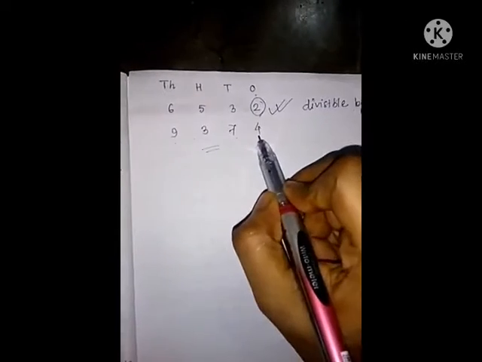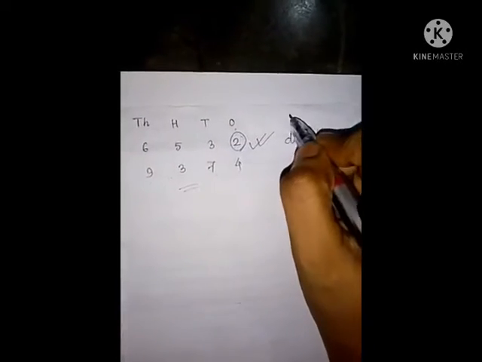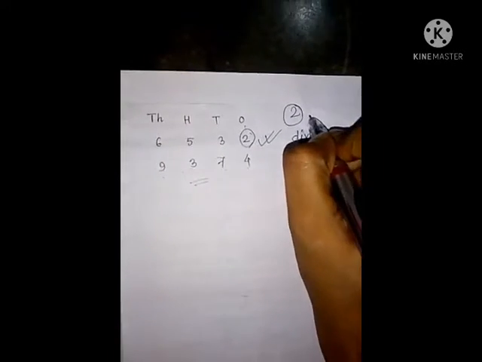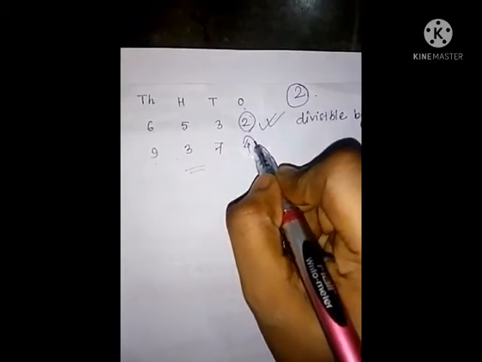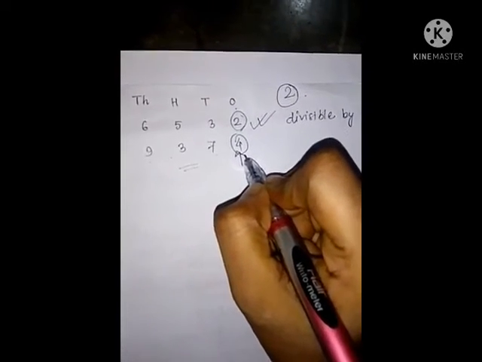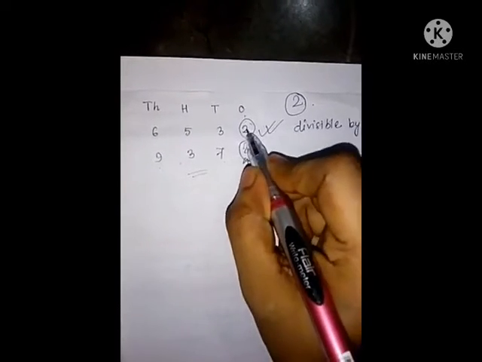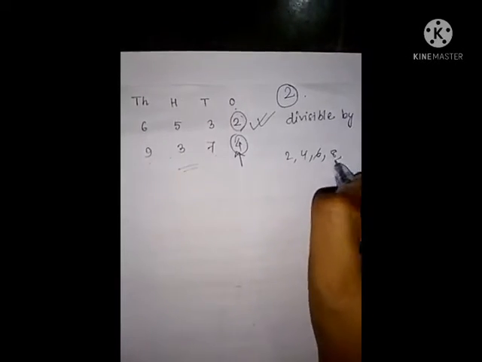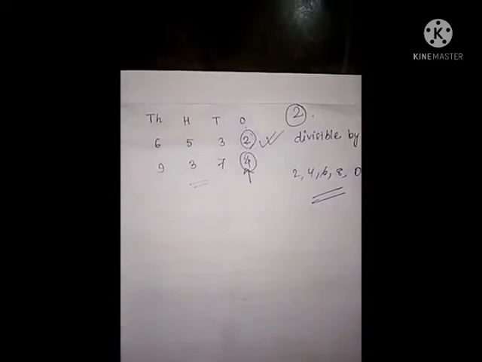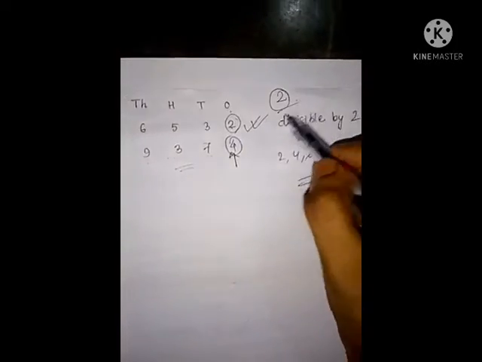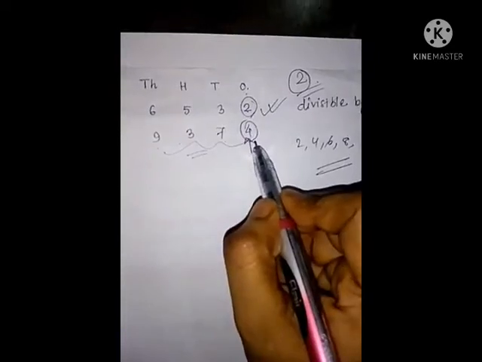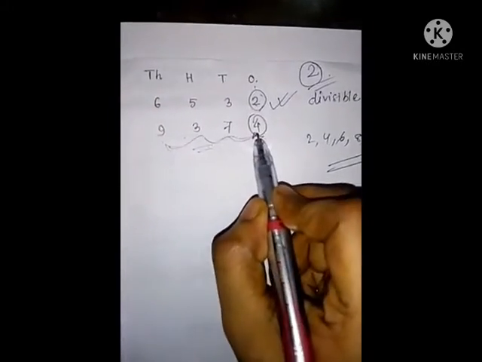See this number, 9,374. For the numbers we have to divide by 2, we only see which digit is present in the ones position. If 2, 4, 6, 8 or 0 is present in the ones position, then we can say that particular number will be divisible by 2. Understand? In this number 4 is present in the ones position, so we can say that this number is divisible by 2.